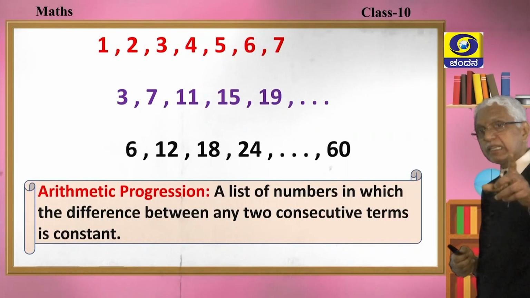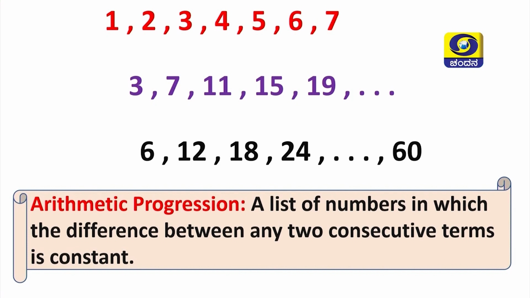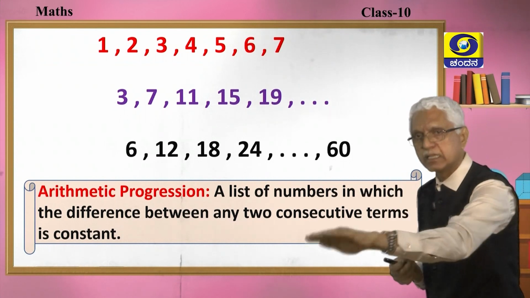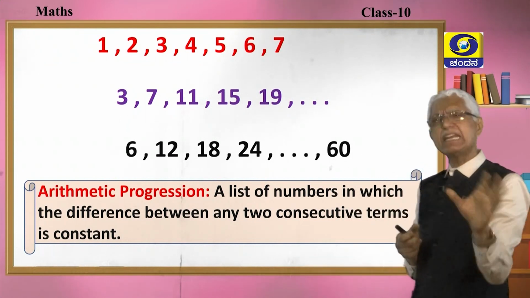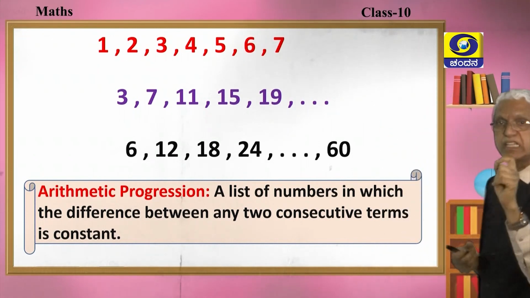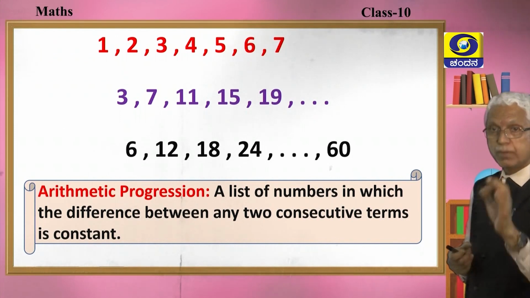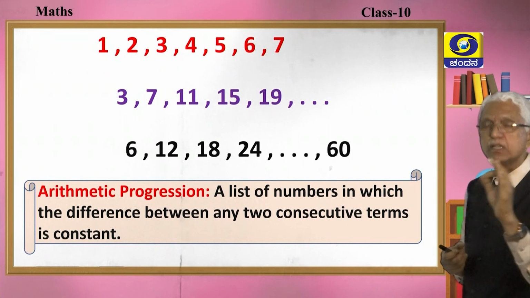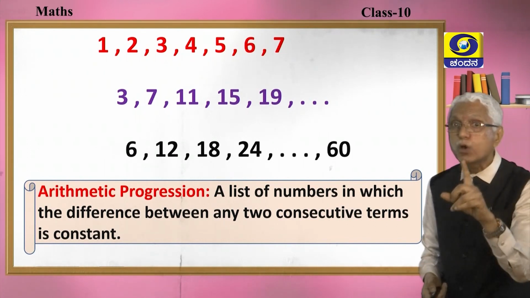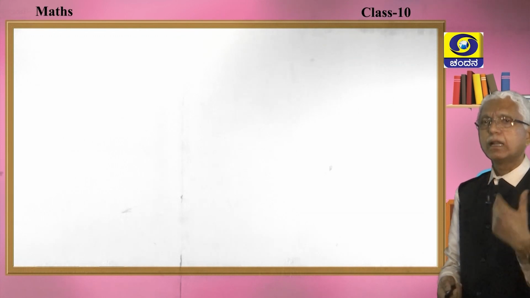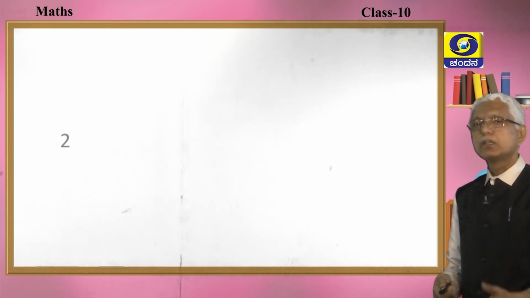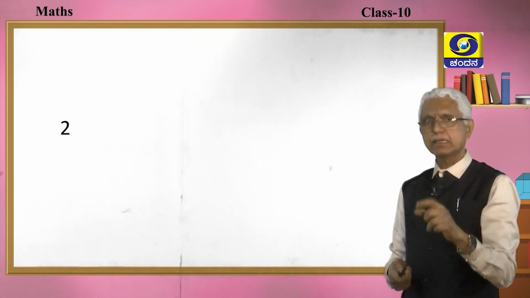Okay? So, these are the list of numbers in which the difference between any 2 consecutive terms is a constant. Consecutive terms, second and third term, or the third and the fourth term, or the fourth and the fifth term. You take any 2 consecutive terms, they have a constant difference, and such a list of numbers having a common difference between any 2 consecutive terms is called arithmetic progression. Now, my dear children, let us proceed with the lesson to understand some more. I have taken a number 2.